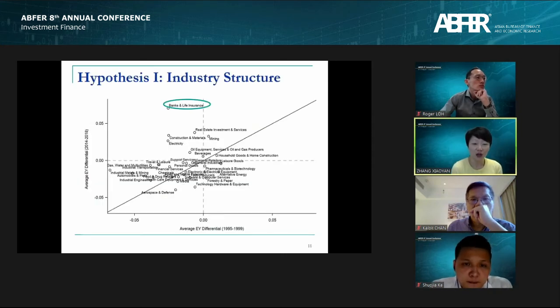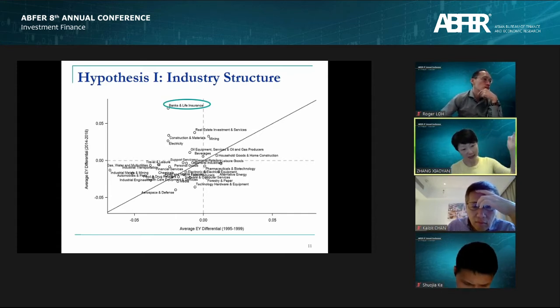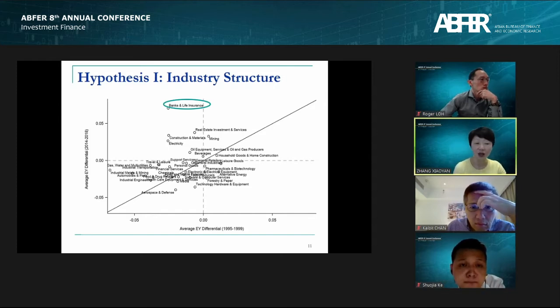My co-author forced me to present this picture. So I'll tell you what this is, and hopefully it can help you understand why we care about this. In this picture, we have on the x-axis the average earnings yield differential for the first 5 years of the sample, and the y-axis is the earnings yield differential for the last 5 years of the sample.